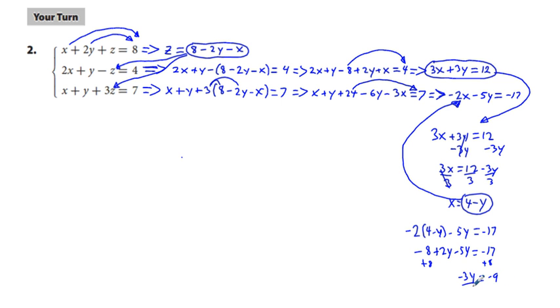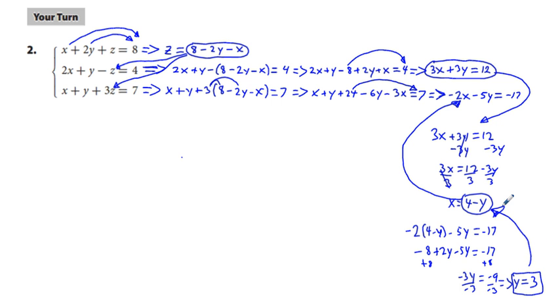And dividing by negative 3, we're going to get y is equal to 3. Okay, so that's going to be that. So we have y equals 3. I'm going to just kind of box that in to show that. Then we can take this y equals 3 and put it in the place here to solve for x.